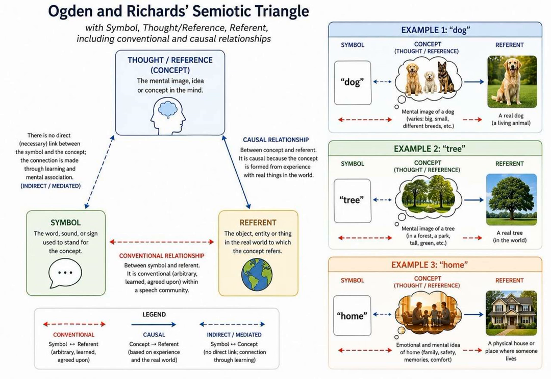The second one is the referent. The referent is the real object in the world, so in this case it would be an actual dog, a living animal we can see, touch, or hear.